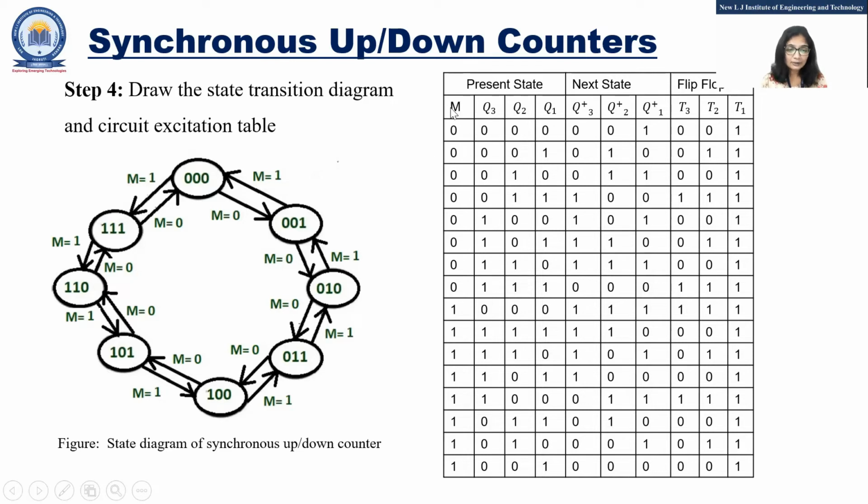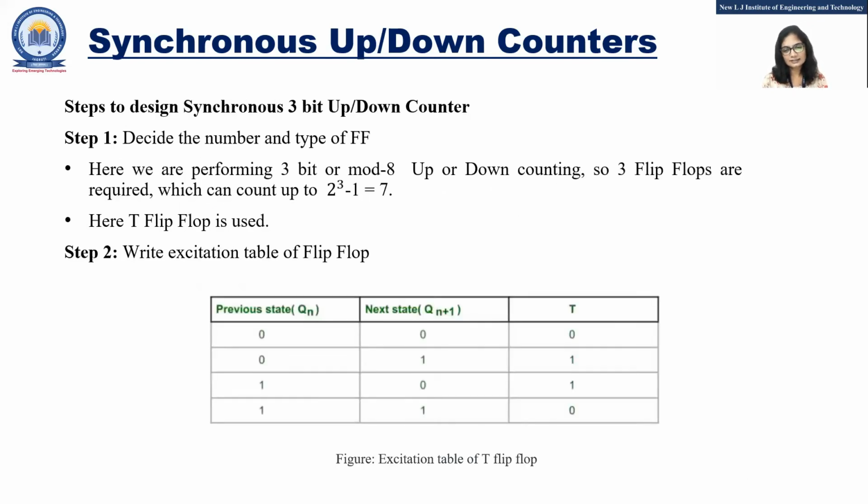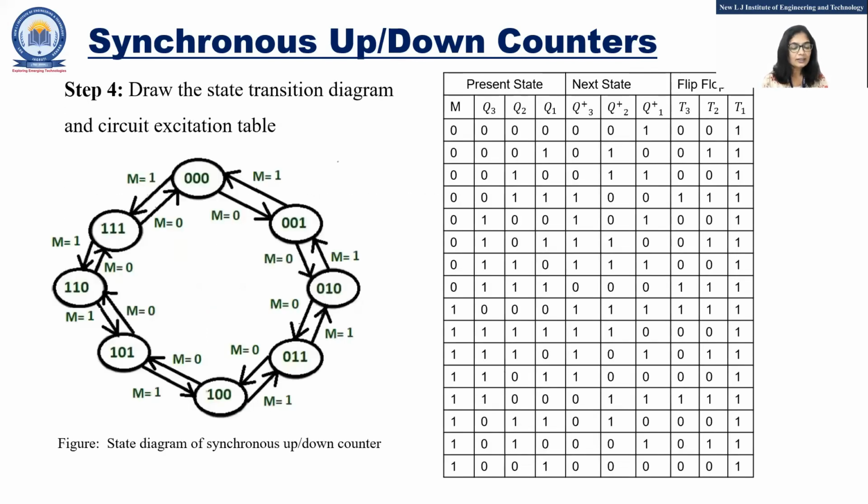But here you have to consider the mode signal. That is M. If M is 0, this will work as up counting. If M is 1, it will work as down counting. Now again, you have to follow a similar step here. If the current state is 000, then the next state will be 001. Then if the current state is 001, then the next state will be 010, like this. So you can fill this table by using the excitation table of the T flip-flop.